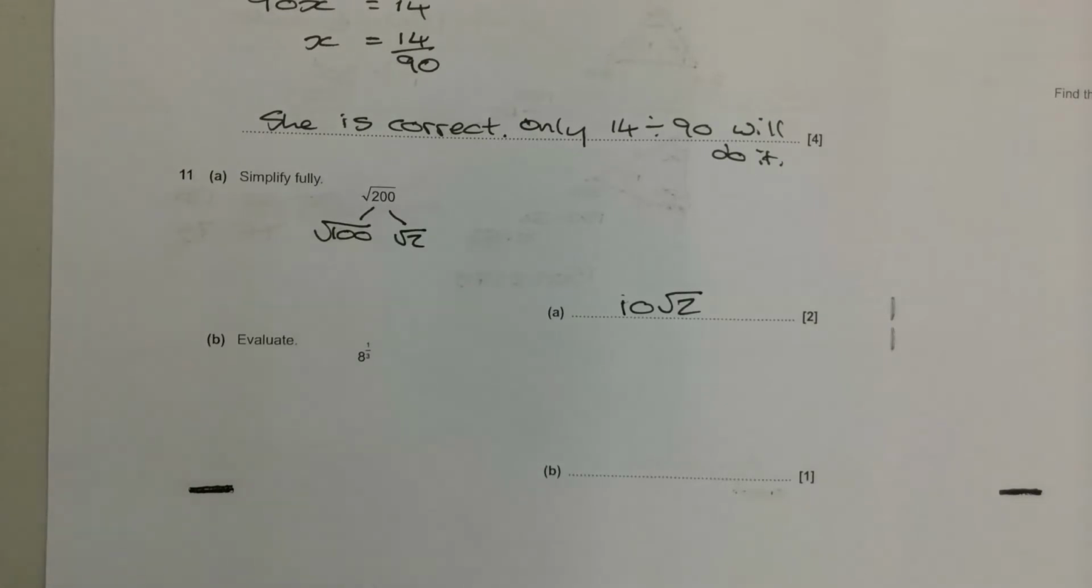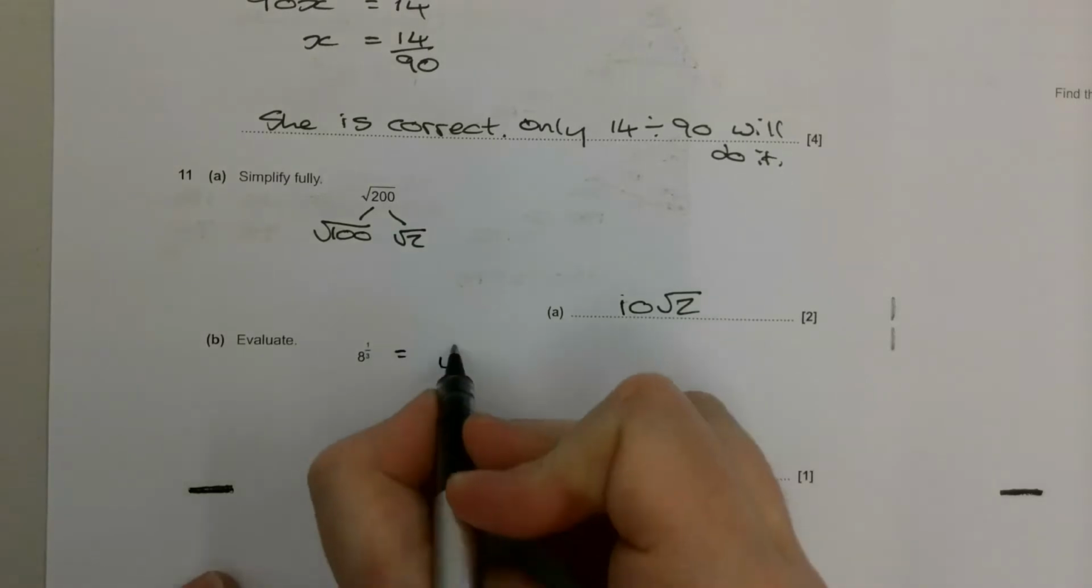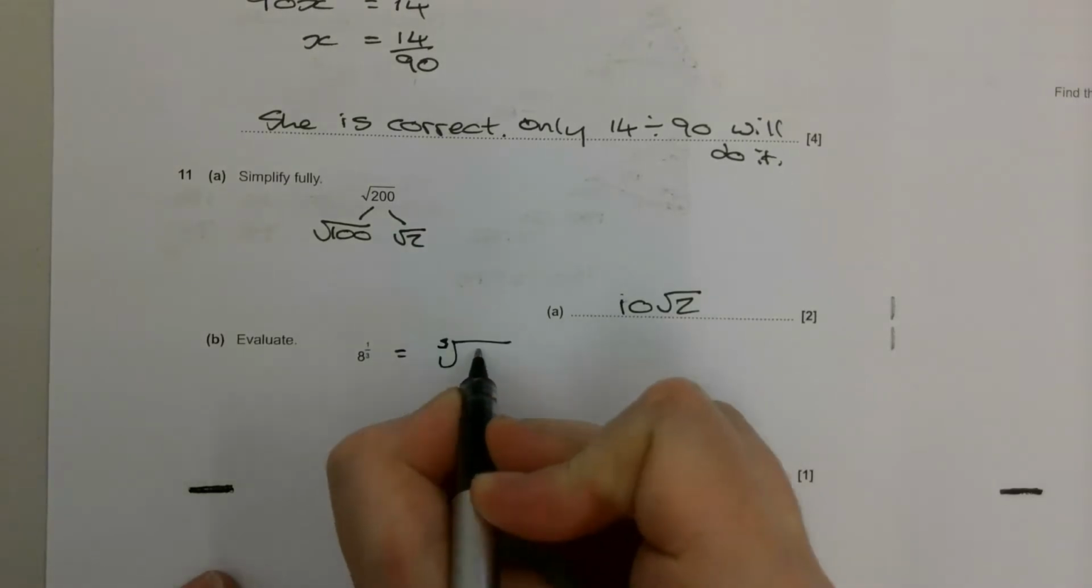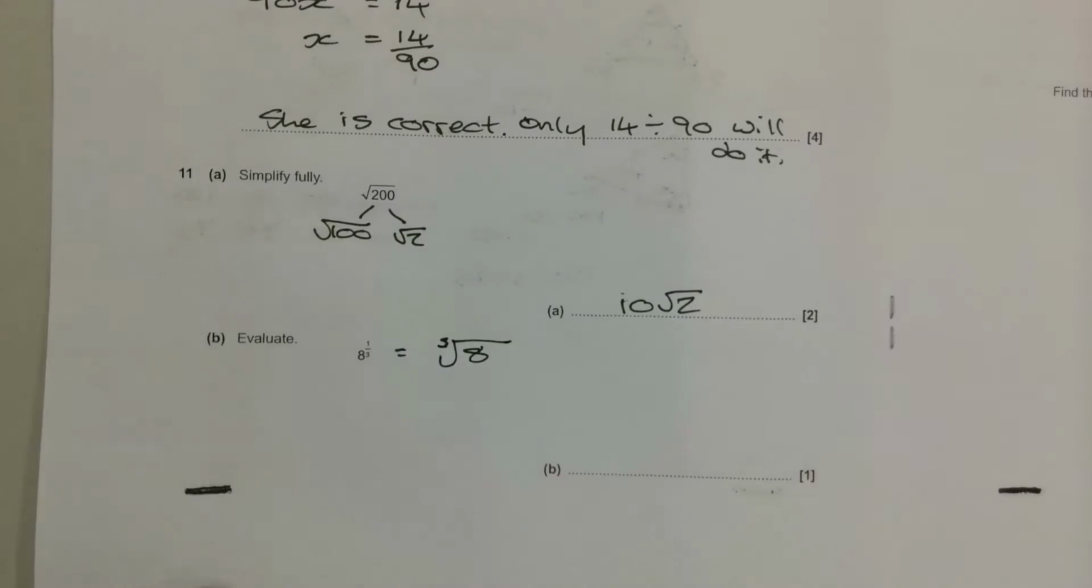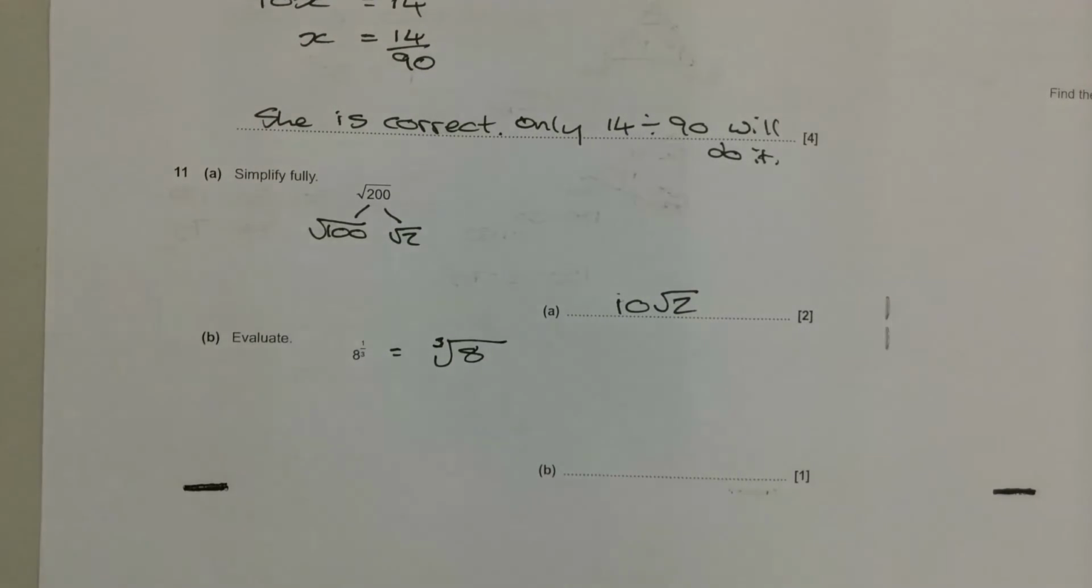And then part B says, evaluate 8 to the power of a third. 8 to the power of a third is the same as doing the cube root of 8. So a number that we have to times by itself 3 times and gets an answer of 8 is 2.